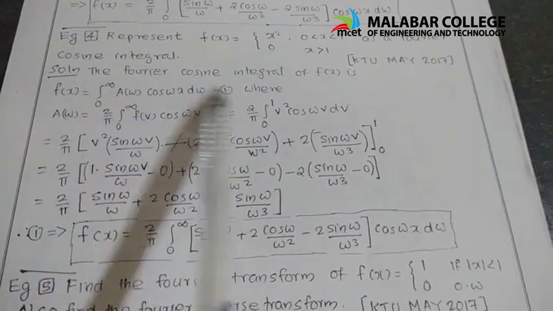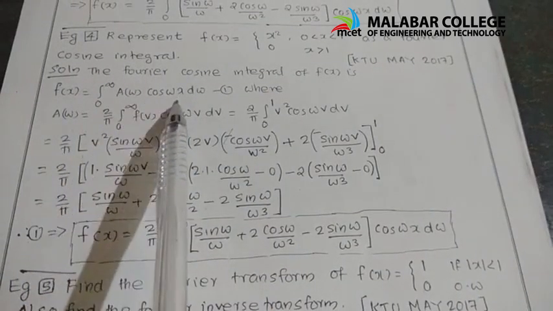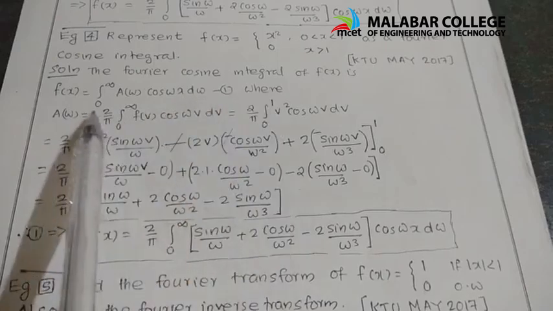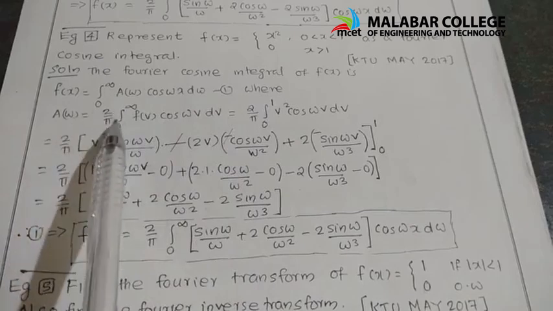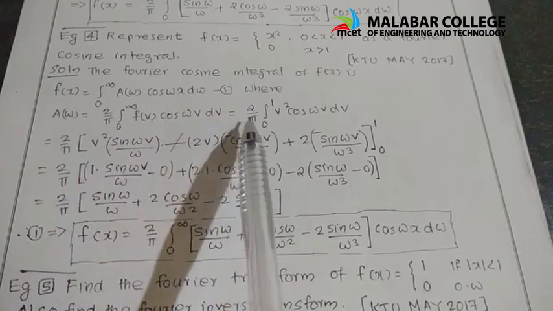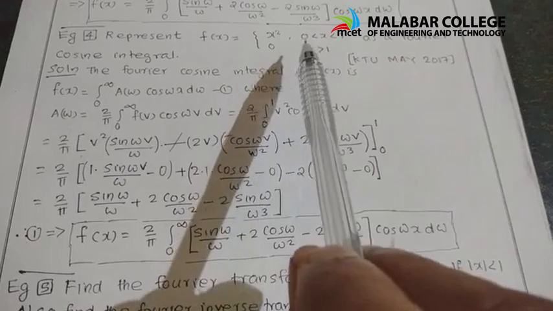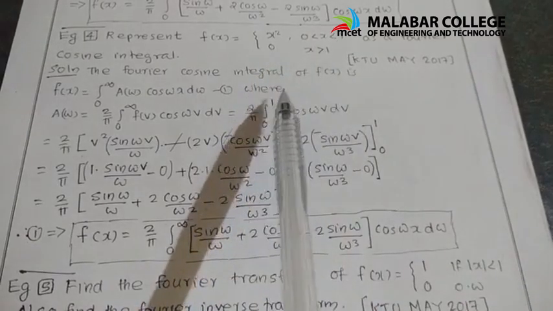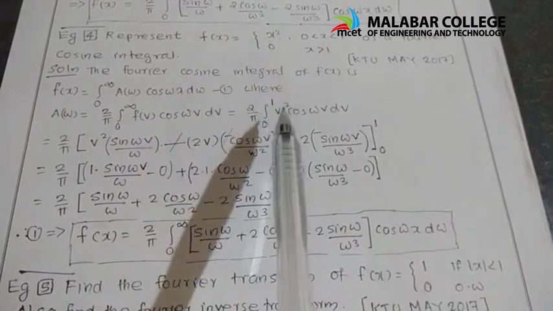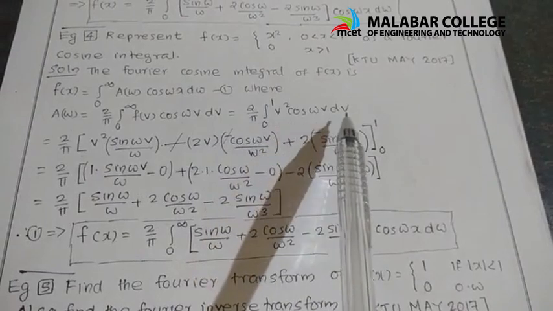So we write the Fourier cosine integral of f of x, which is f of x equal to integral 0 to infinity a omega cos omega x d omega. Here I am substituting equation number 1, where the parameter a omega is 2 by pi integral 0 to infinity f of v cos omega v dv, which is equal to 2 by pi integral 0 to 1, because the value exists only from 0 to 1. And it is x square for f of x, so for f of v it is v square. I have to substitute f of v equal to v square, cos omega v dv.